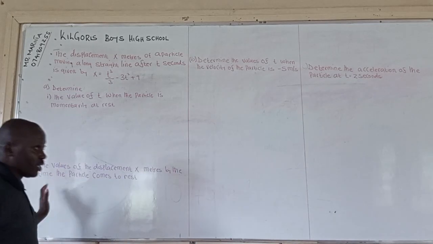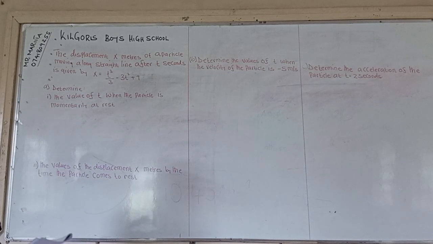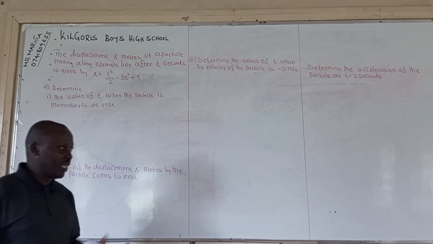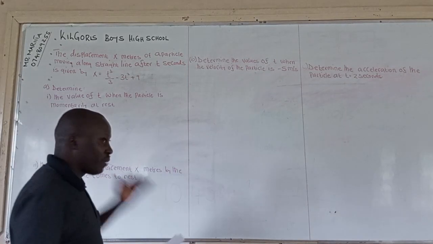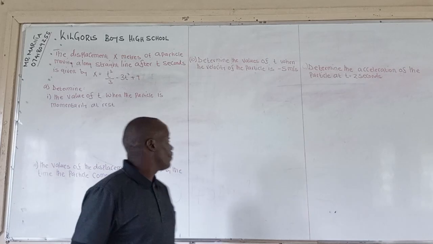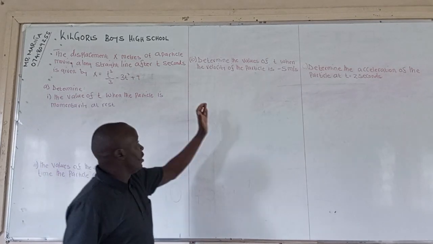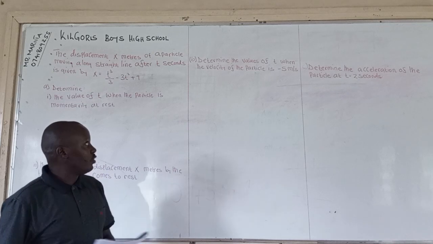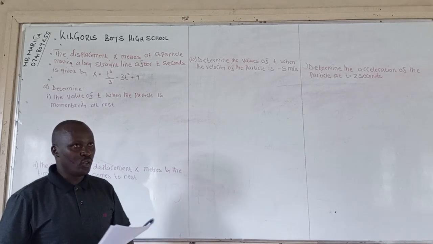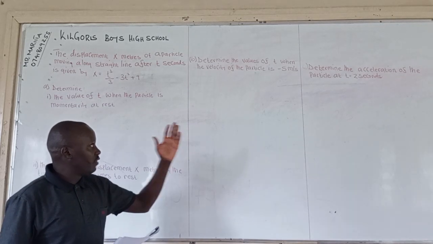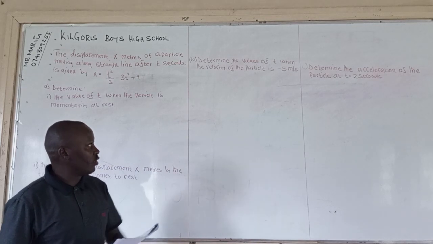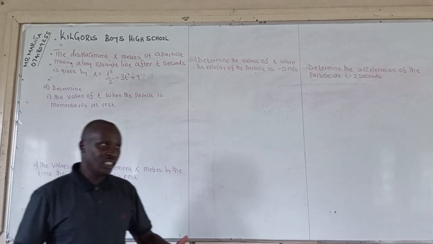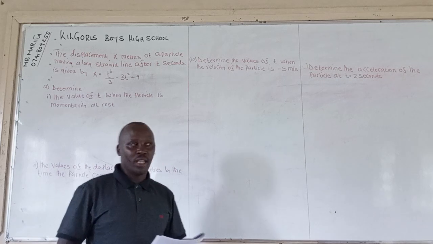Part (ii): find the value of the displacement x meters by the time the particle comes to rest. Part B: determine the values of t when the velocity of the particle is equal to −5. And then finally, determine the acceleration of the particle at t = 2.